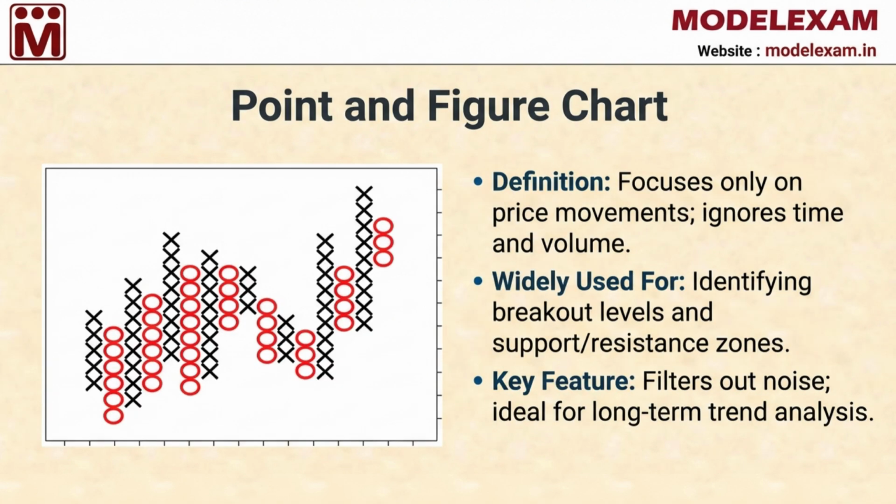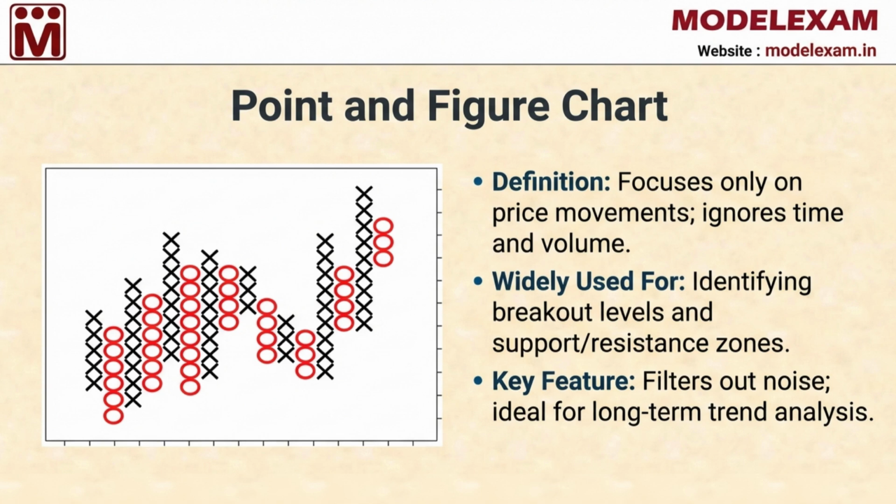Moving to more advanced charts, we have the point and figure chart. This is unique because it focuses only on price movements and completely ignores time and volume. It uses columns of X's to represent rising prices and columns of O's to represent falling prices. A new X or O is only drawn if the price moves by a specific amount. This is widely used for identifying breakout levels and clear support or resistance zones.